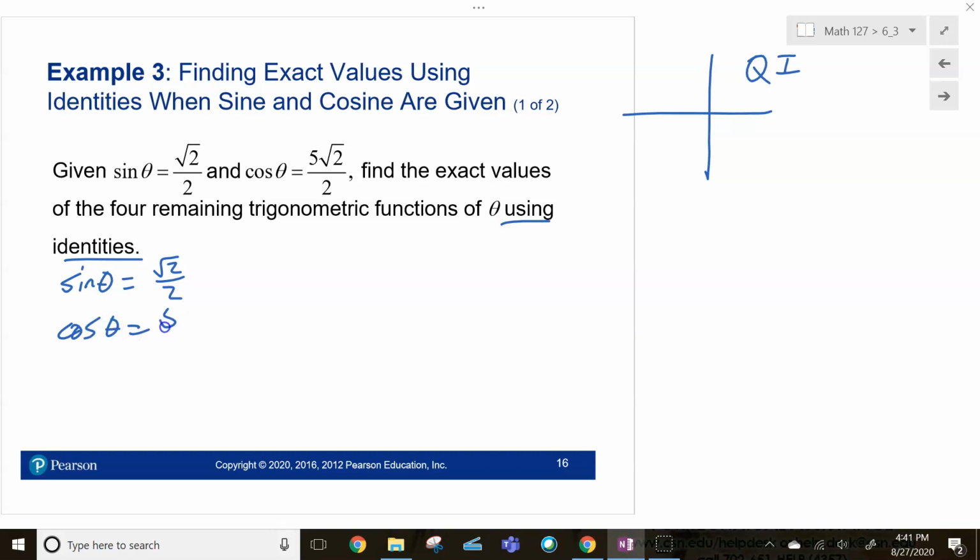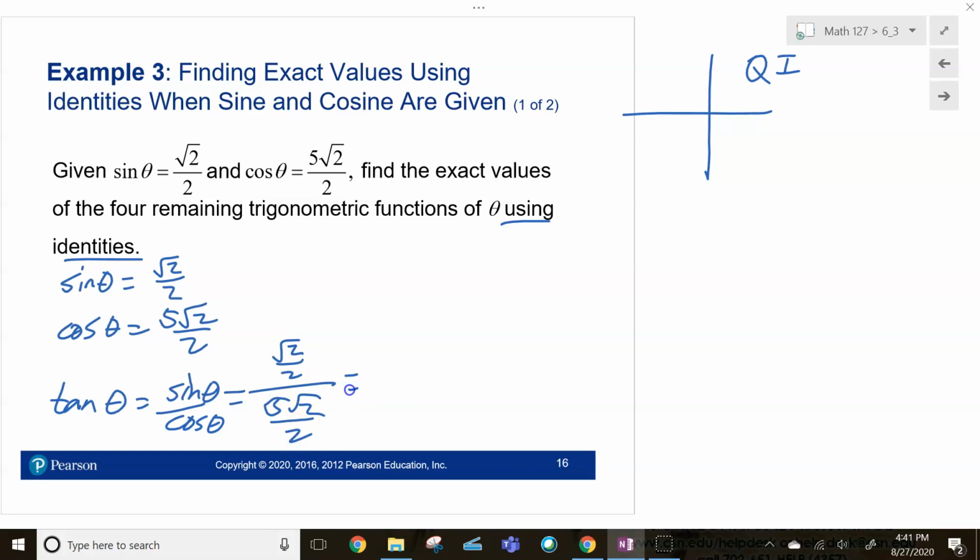Cosine's given. So the rest of these are no problem. We've been given so much because the tangent's the sine over the cosine. So that's root 2 over 2 over 5 root 2 over 2. So it looks like we got 1/5 for our tangent.